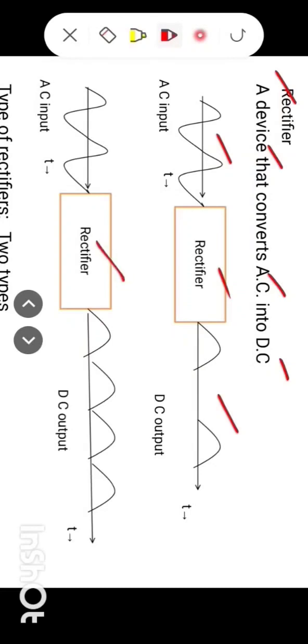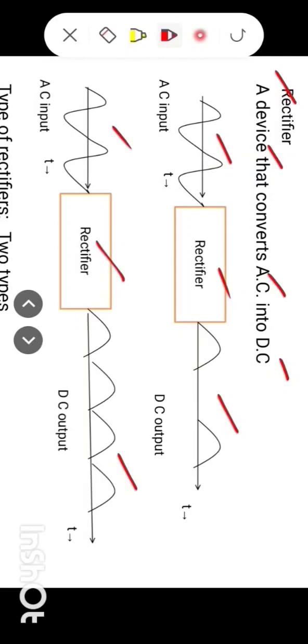Now look at this block. This block also represents a rectifier where input is AC and output is DC. In the output, both the halves are present, positive halves as well as negative halves. So we say it is a full wave rectifier.